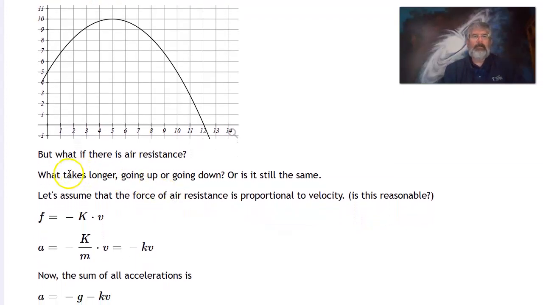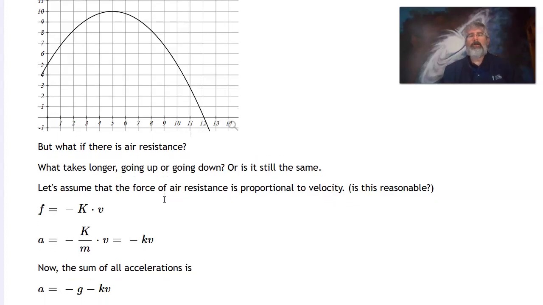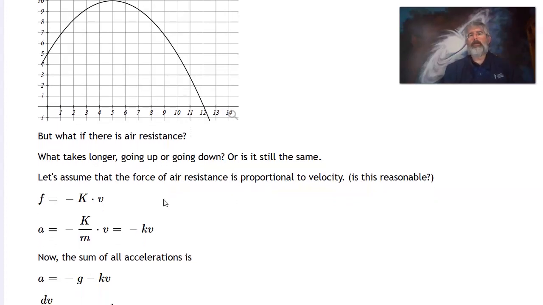What are we going to do? So I'm going to assume that the force of air resistance is proportional to the velocity. You may ask, is this reasonable? It turns out it is, although there's other models that people use as well. But for this introductory model, I think that force proportional to velocity is a reasonable thing.